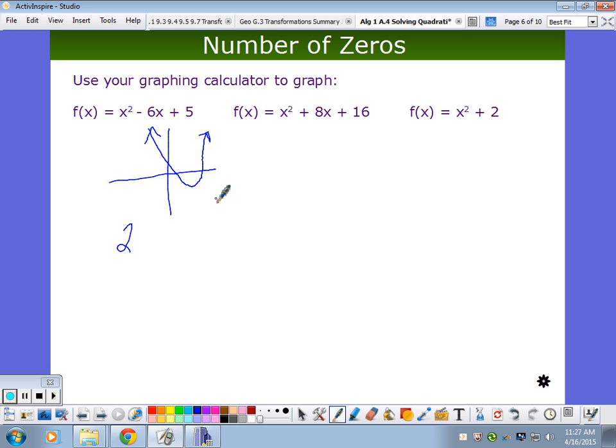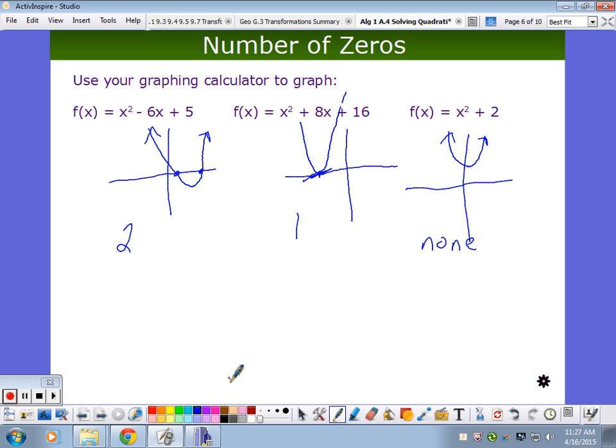Remember, zeros are x-intercepts. This is not a zero. When does the function equal 0? This one looks like this. 1. It's touching. It's meant to be touching here. Okay, count 1. Now this one, you know what this looks like. It's the parent function x squared translated up.